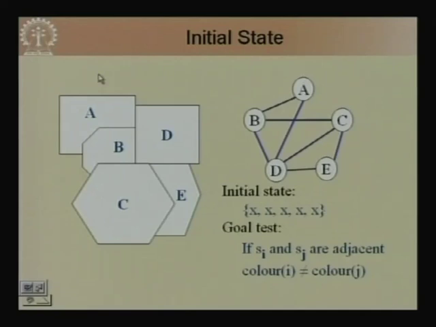For this map coloring problem, in the initial state, we will start with all the regions unassigned, none of them has been assigned a color. And we will have reached a goal test when all the five regions are colored, such that if two vertices Vi and Vj are adjacent, their colors are not equal. So, a goal state is a state where all regions have been assigned colors and the coloring does not violate the constraints.